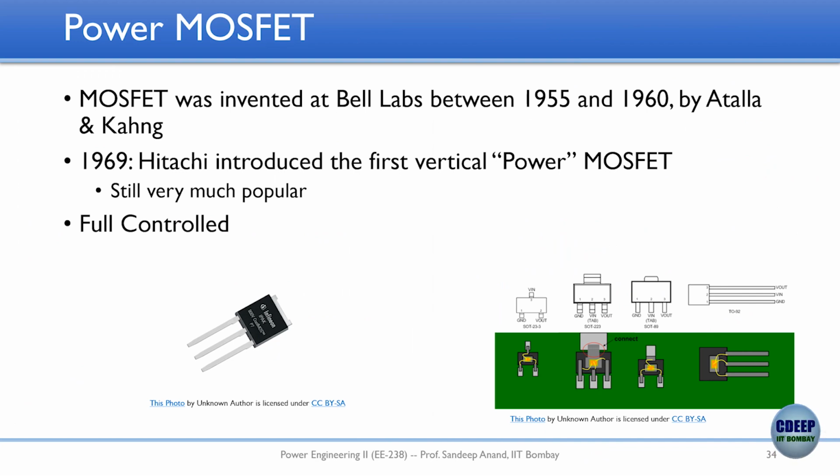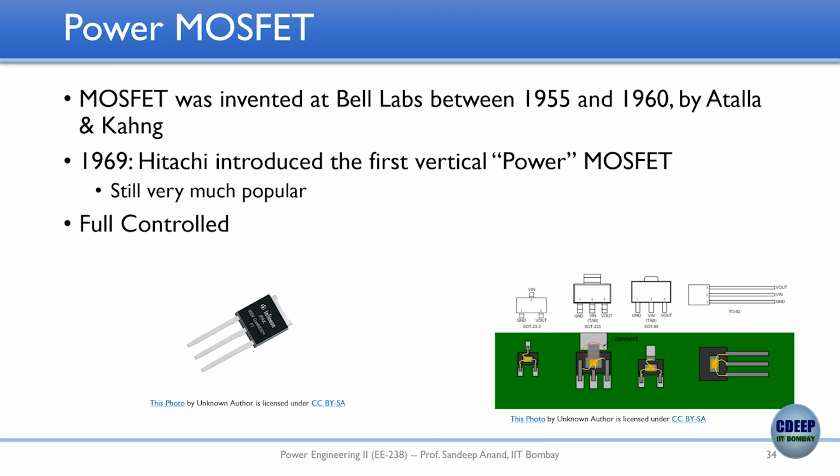Then came the MOSFET. The MOSFET itself was invented at Bell Labs around 1955 to 1960s. But the high power MOSFET, or the power MOSFET, has a different silicon structure as compared to the signal MOSFET. That structure we typically call a vertical power MOSFET, and it was first introduced by Hitachi in 1969, so about 1970.